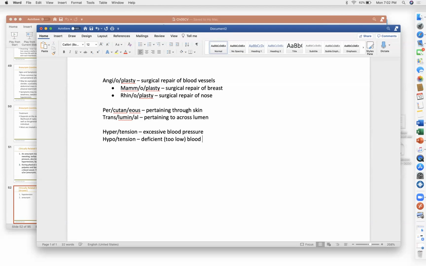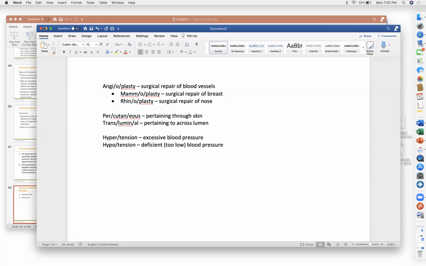Either situation is not good. Either situation will lead to no blood, no oxygen getting to where the patient needs to go. Okay? So remember, hyper, too much. Hypo is just the exact opposite. Okay?